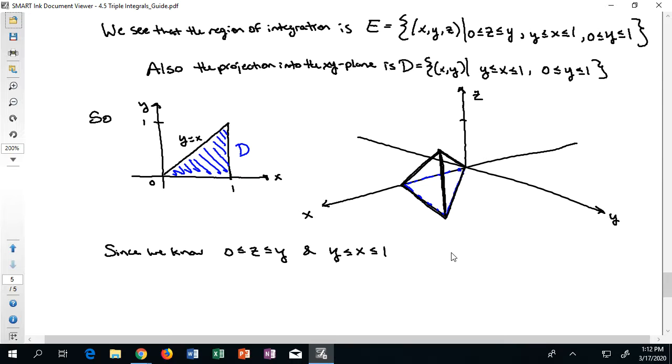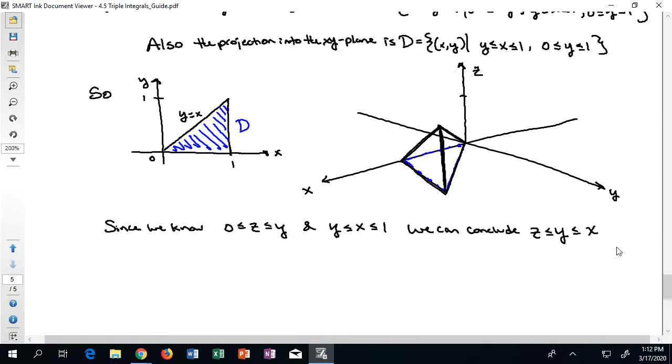Using these two, I can start to see that y could also be wedged between two functions. Notice that y is always smaller than z, but it is always bigger than x. Once I have this, I could start to go ahead and identify, hey, this is bounds on y, and now I could think again about the projection into the remaining plane.